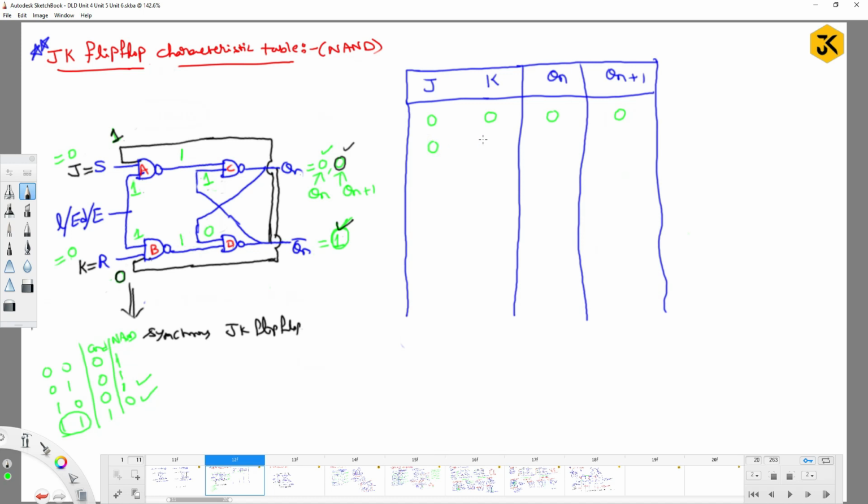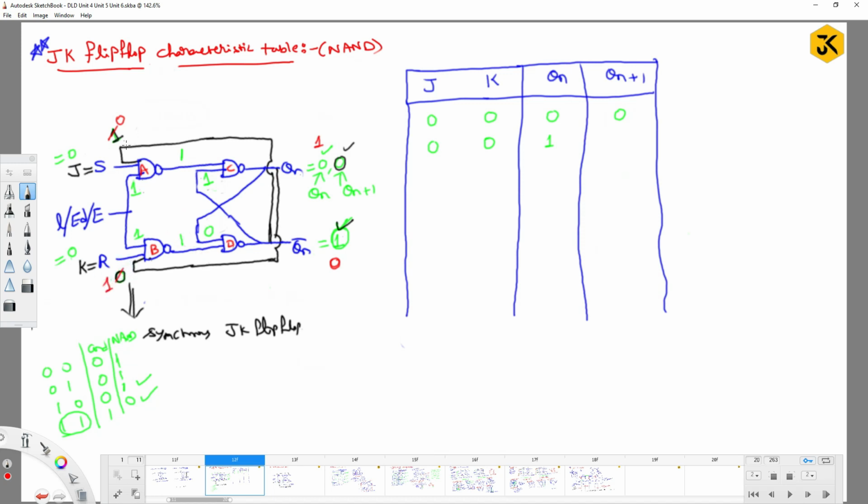Next possibility is J and K are zeros and q1 might be 1, right? When q1 might be 1, you have to take the q1 value as 1, and what about the q1 bar value? We are assuming q1 bar is 0, that will be sent to the A input NAND gate. As q1 is 1, that will be sent to the B input NAND gate.